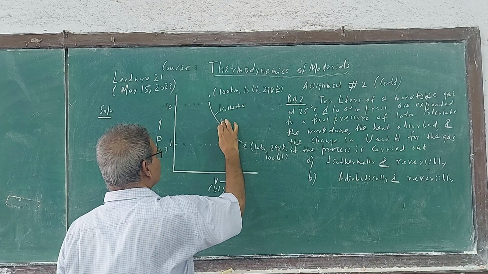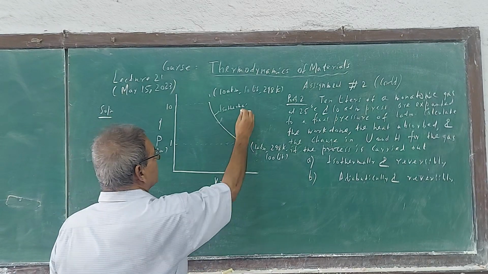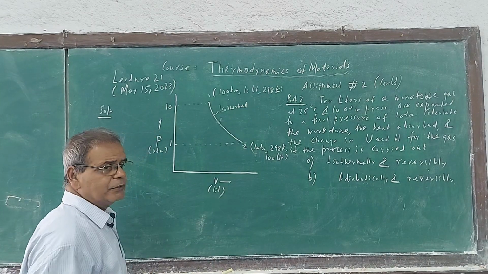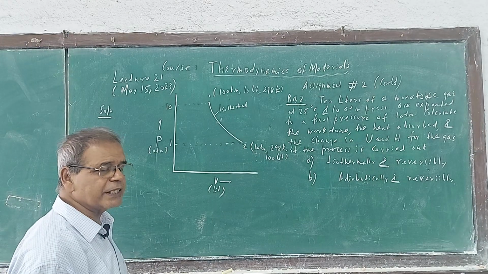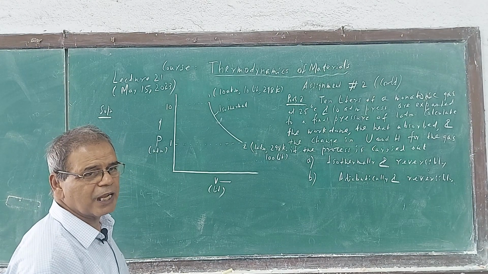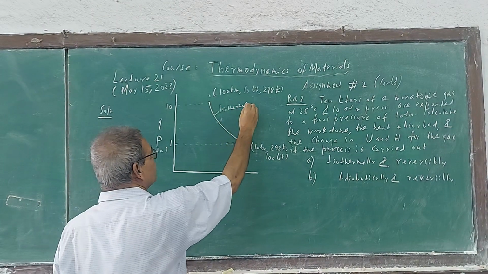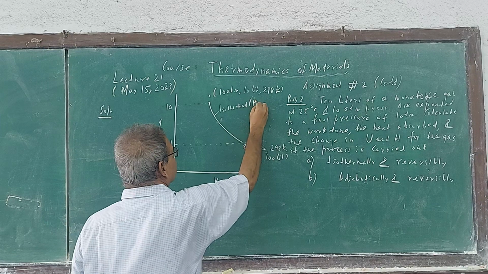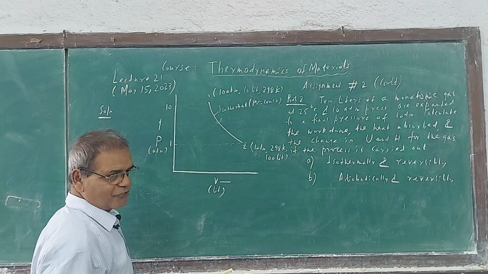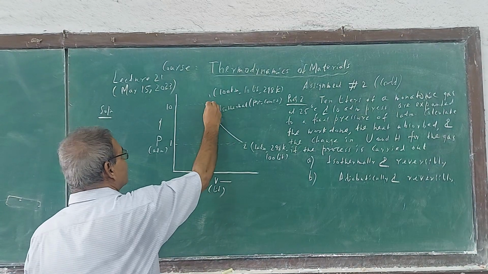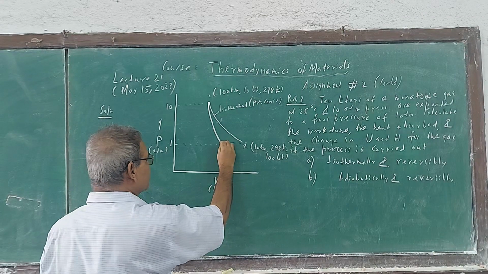Then what happens? You do the same expansion to the same final pressure in a different way. What is the different way? Adiabatic, a different path. Isothermal, you know, PV is constant. You may write this. PV is RT actually, constant. And what is the adiabatic? This is the adiabatic. Steeper.